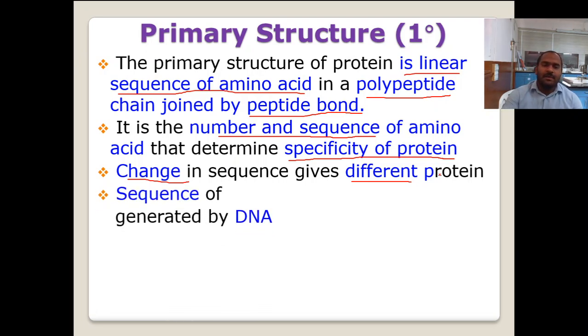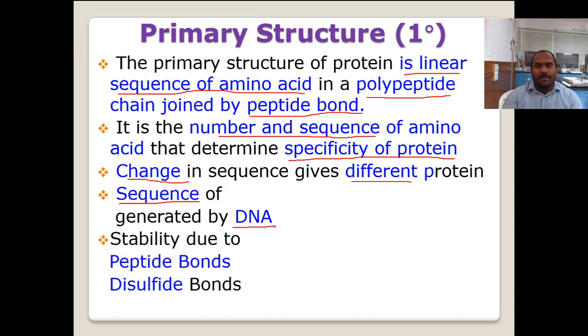So in the primary structural level, we are considering the sequence of amino acids in the polypeptide chain. In molecular biology, this specific sequence is generated by the genetic information which is stored in the DNA. When we consider the stability of the primary structure, it is due to the peptide bonds and disulfide bonds. The peptide bonds are formed between two amino acids, and the disulfide bonds are formed between cysteines. They are responsible for the stability of the primary structure.